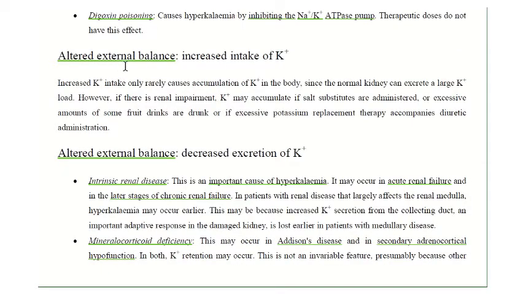بالنسبة للaltered external balance increased intake of potassium. فالincreased potassium intake only rarely causes accumulation of potassium in the body, since the normal kidney can excrete a large potassium load. However, if there is renal impairment, potassium may accumulate if salt substitutes are administered, or excessive amount of some fruit and drinks are drunk, or if excessive potassium replacement therapy accompanies diuretic administration.